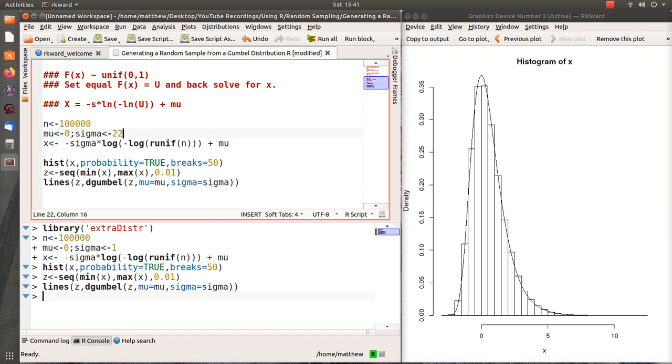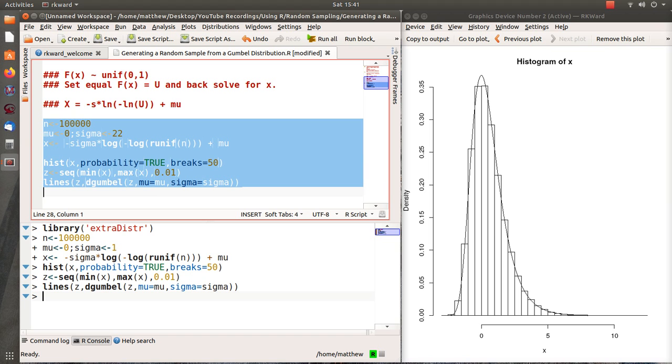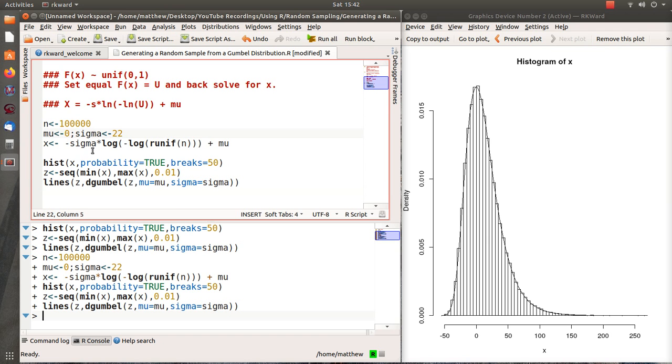Let's change these parameters up a little bit. Let's go mu 20, sigma 22. That's going to stretch it and increases the variance quite a bit. I'm curious to see what these look like. So we go from -50 to about 200 or 250, and look how close that still follows a Gumbel distribution. Now I picked 22 at random. I have no clue what that means.